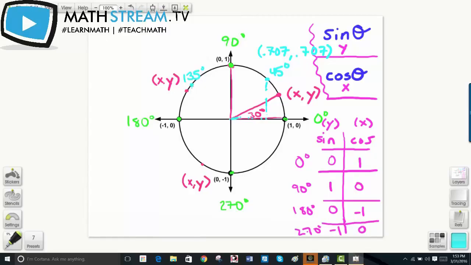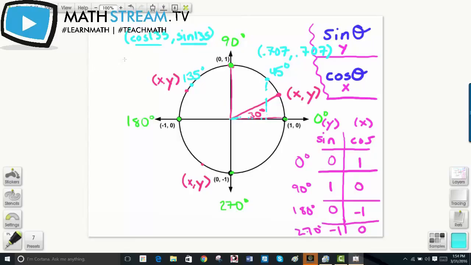So again, go ahead and find the sine of 135 and the cosine. And what you should find is that the cosine of 135 is going to give you the x coordinate, and the sine of 135 will give you the y coordinate. Cosine of 135, sine of 135.